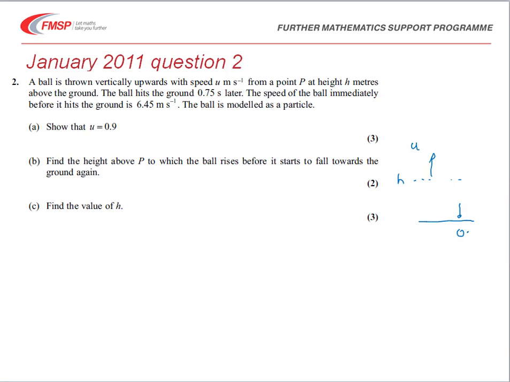at 0.75 seconds later, so t is equal to 0.75 seconds. And at that point the speed of the ball is 6.45 meters per second. Now of course we're modelling the ball as a particle. We're asked to first of all show that u is 0.9, then the height above P which the ball rises, so we're asked to find this height that it rises to before it starts to fall, and then to find the height h.